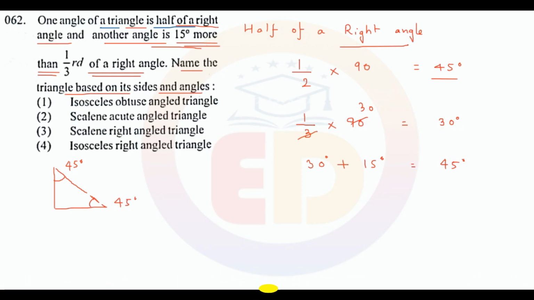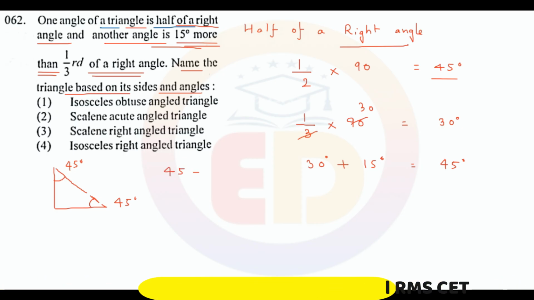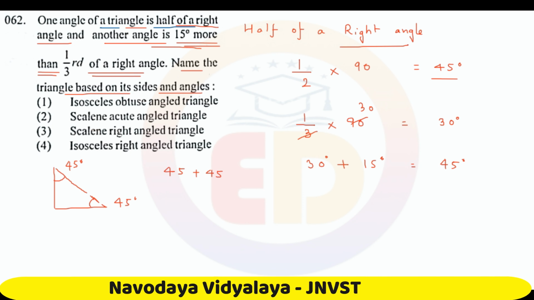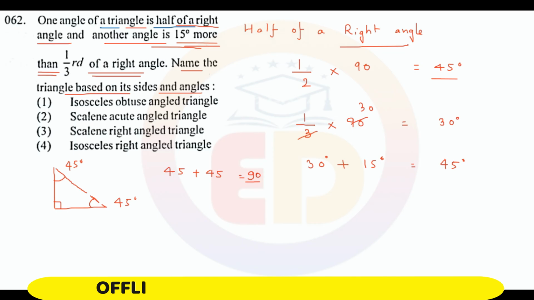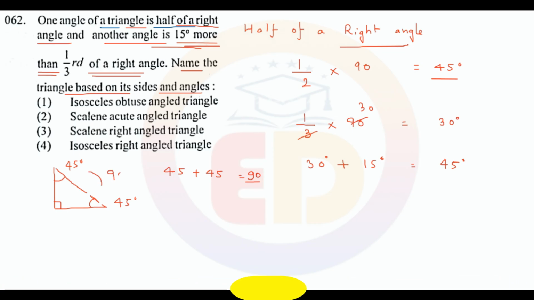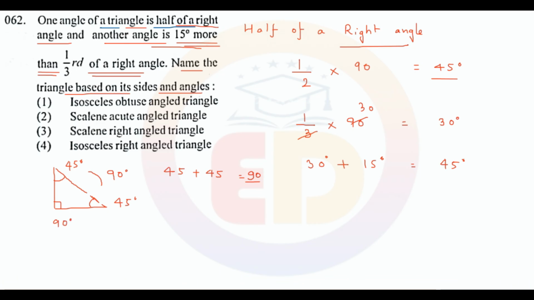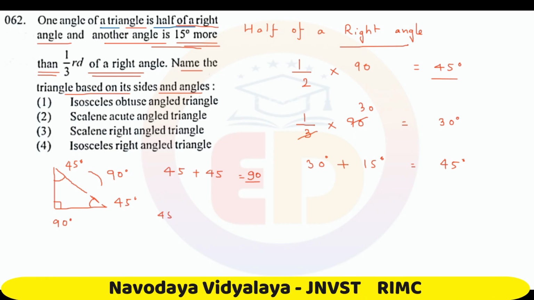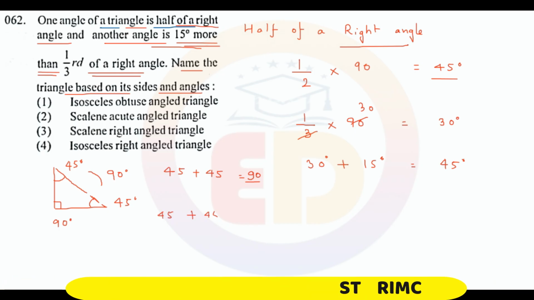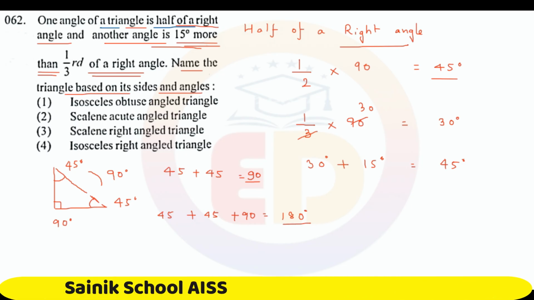Now guys, if you see that the two angles are 45 and 45, which is 90, and we know that sum of all the 3 angles should be 180. So if these two angles are 90, the third angle should also be 90, so that the sum of all the 3 angles should be 180. So 45 plus 45 plus 90, now it is equal to 180. So it means the third angle is 90.